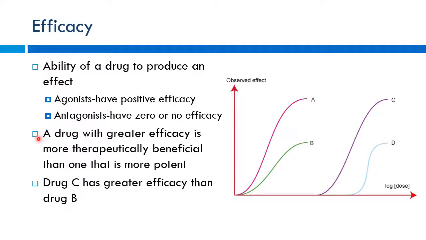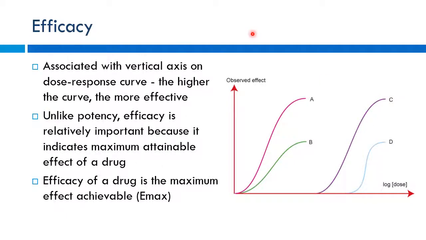And so again, a drug with greater efficacy tends to be more therapeutically beneficial, more clinically beneficial for your patients than one that is going to be more potent, okay? So in this case, drug C has a greater efficacy than drug B. This would probably be a better one for my patient, even though I need to give more of it to get that effect there, okay? Again, efficacy is going to be associated with the vertical axis, so the higher that max effect is going to be, the higher that plateau effect, the more efficacious the drug is going to be.